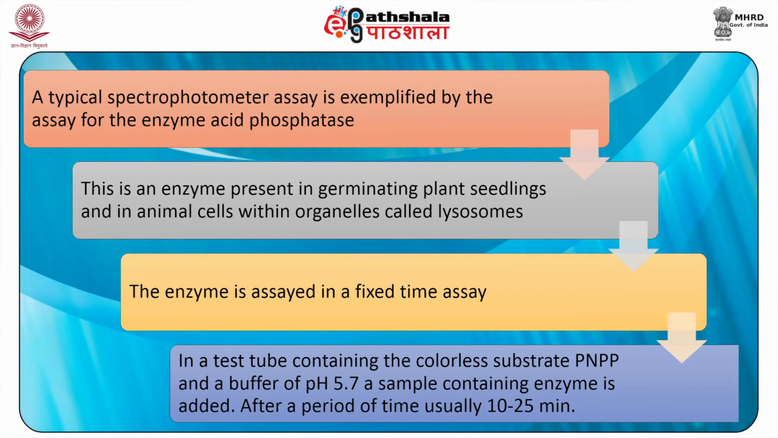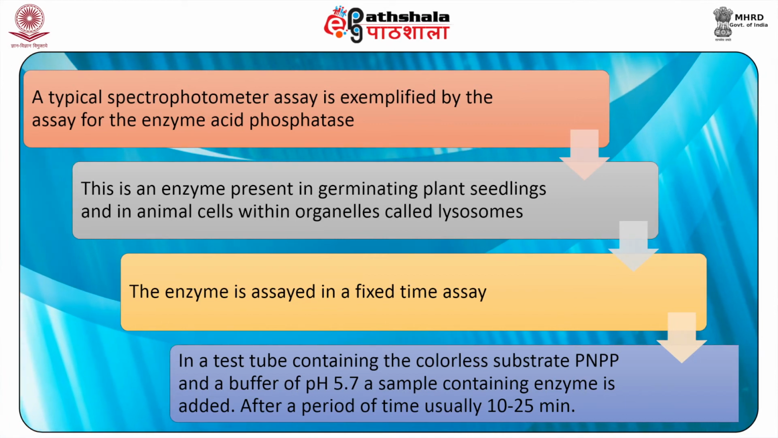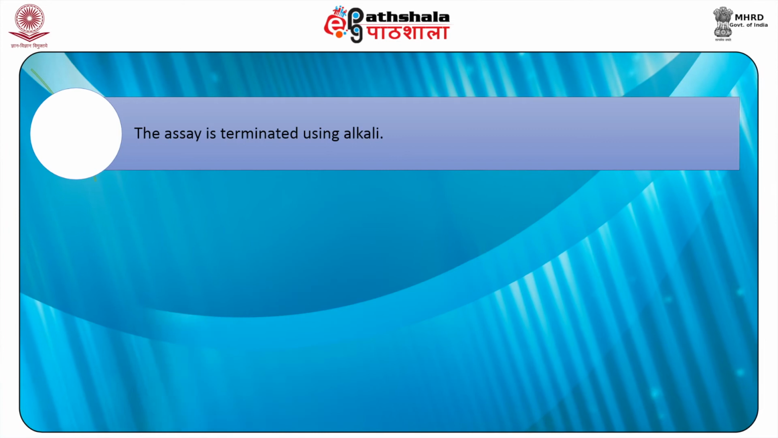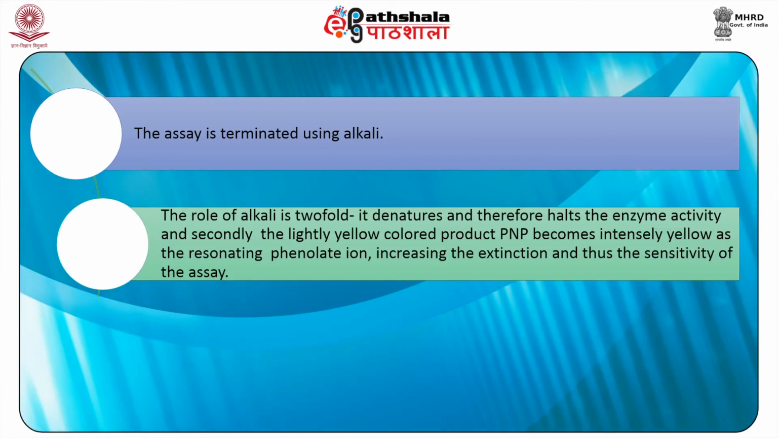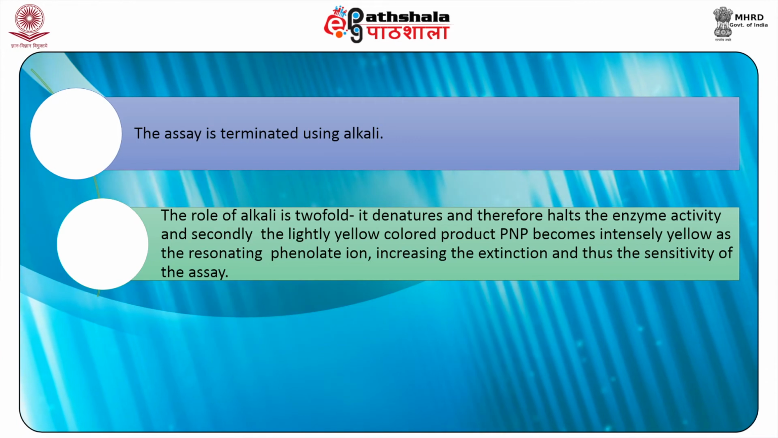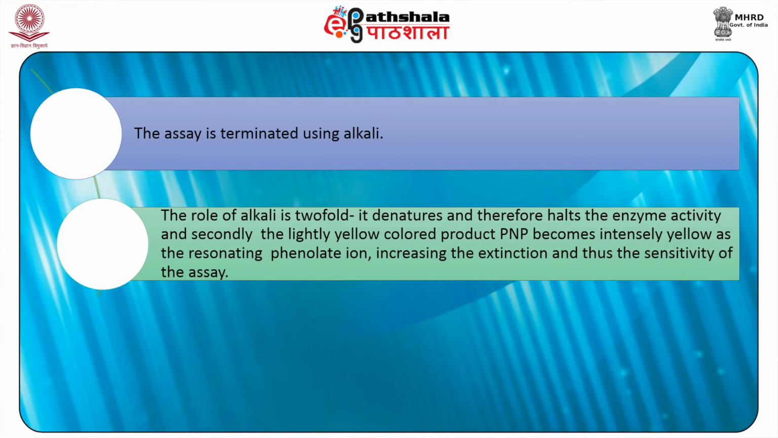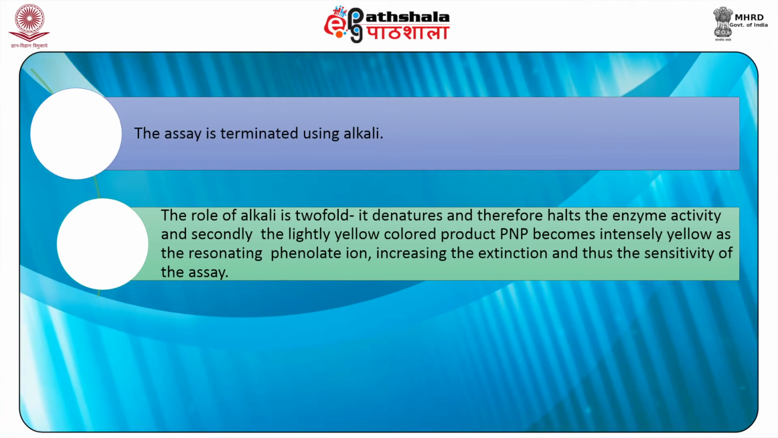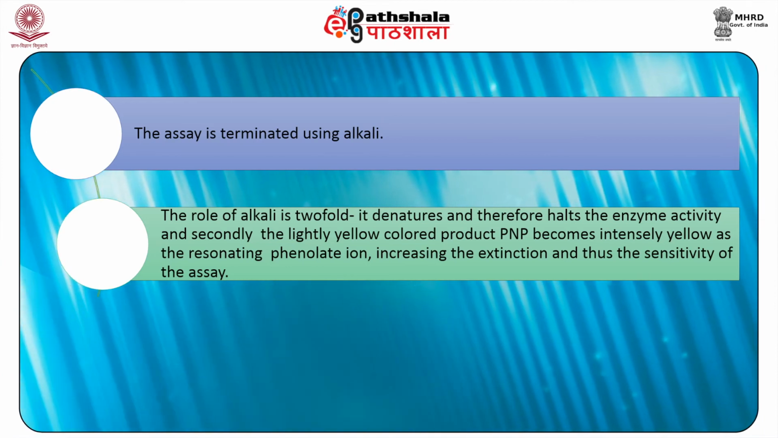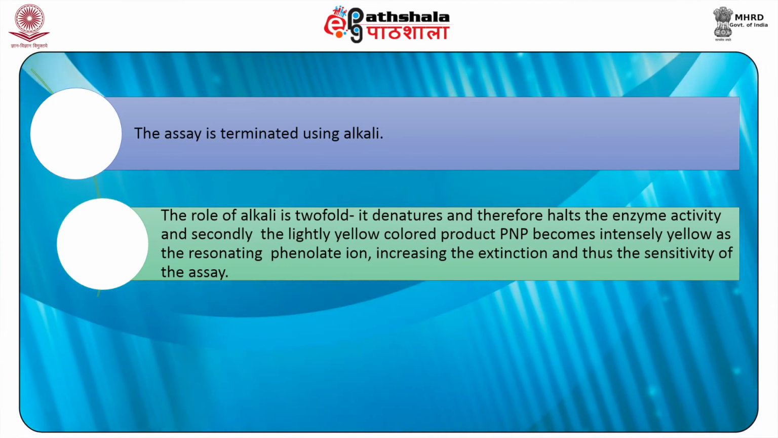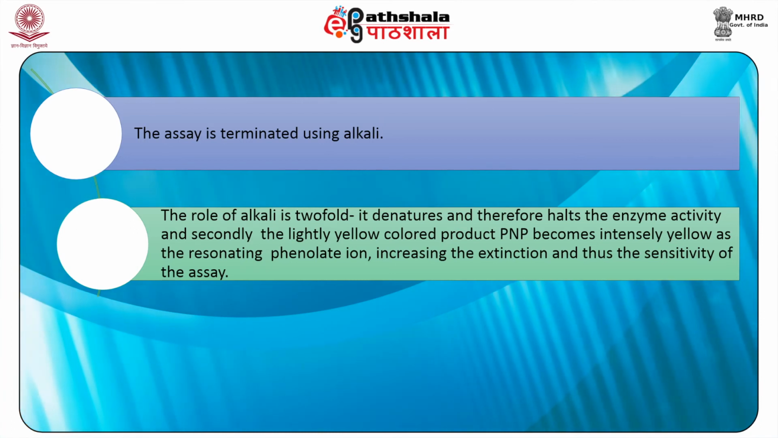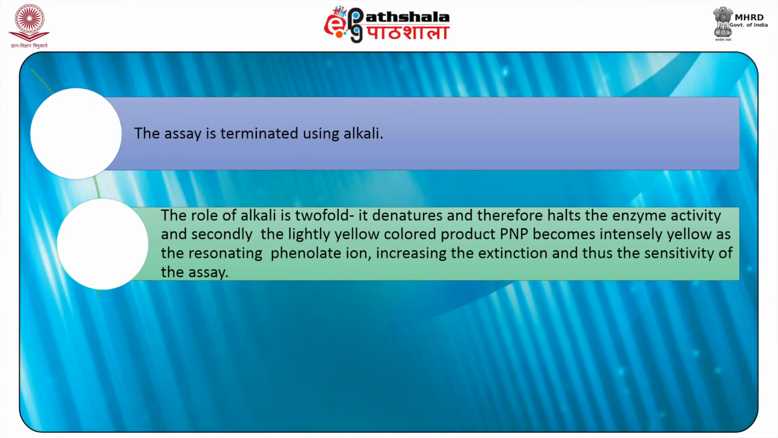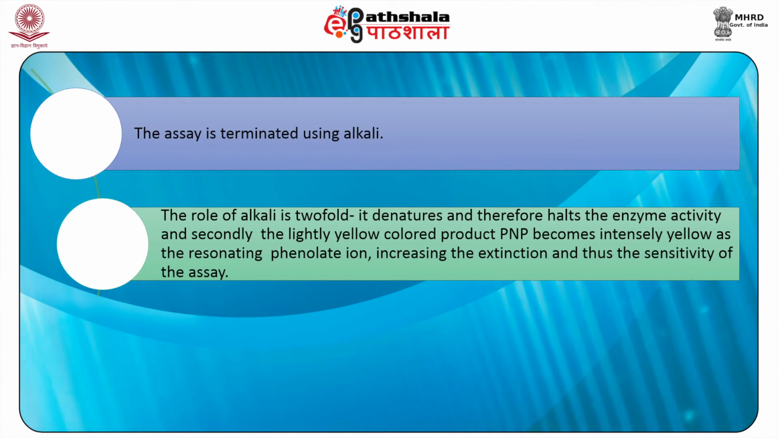After a period of time, usually 10 to 25 minutes, the assay is terminated using alkali. The role of alkali is twofold. It denatures and therefore halts the enzyme activity, and secondly, the lightly yellow colored product PNP becomes intensely yellow as the resonating phenolate ion created in the alkaline conditions increases the extinction and thus the sensitivity of the assay.